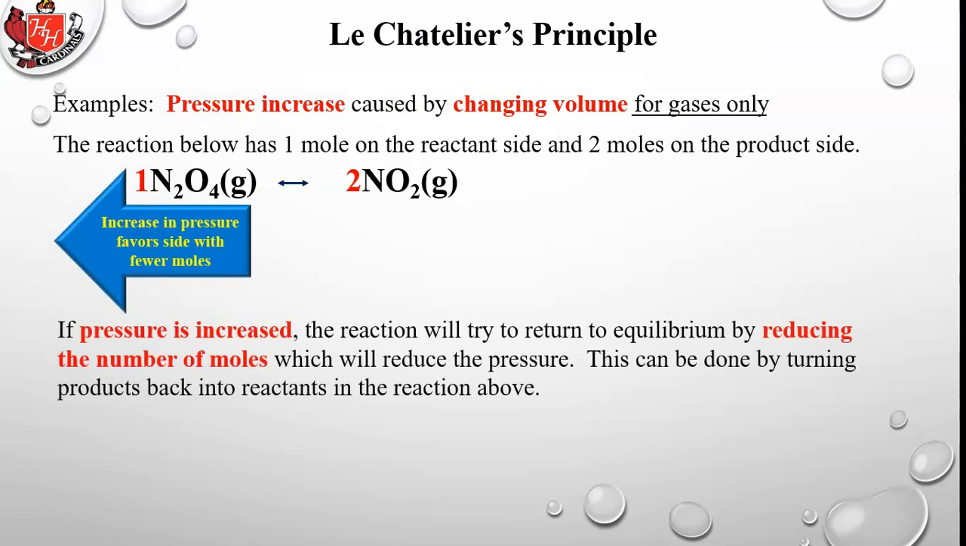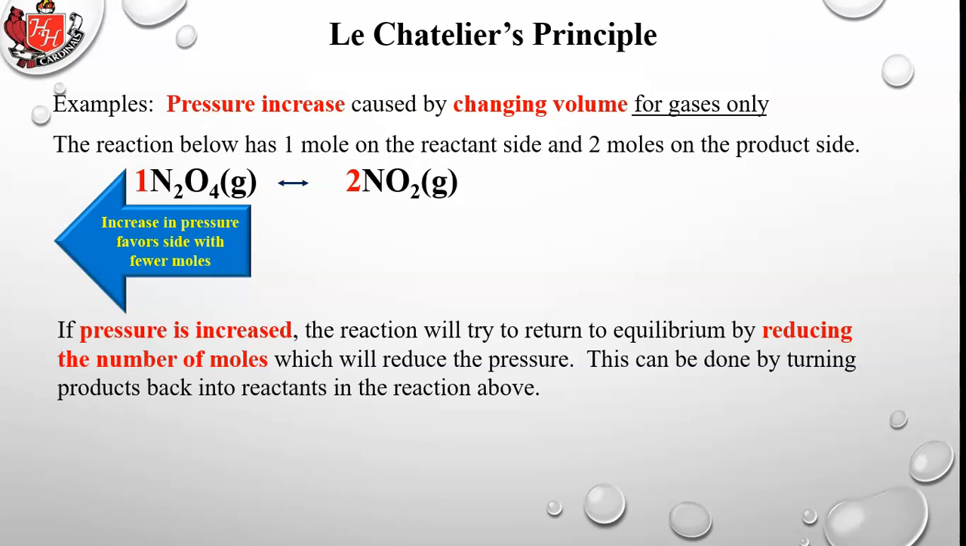If pressure is increased, the reaction will try to return to equilibrium pressure by reducing the number of moles, which will reduce the pressure. So stop and think about that one. If you go back to PV = nRT and you increase the number of moles on the right side of PV = nRT, n is the number of moles, that's going to increase the pressure. So let's do it in the reverse direction here.